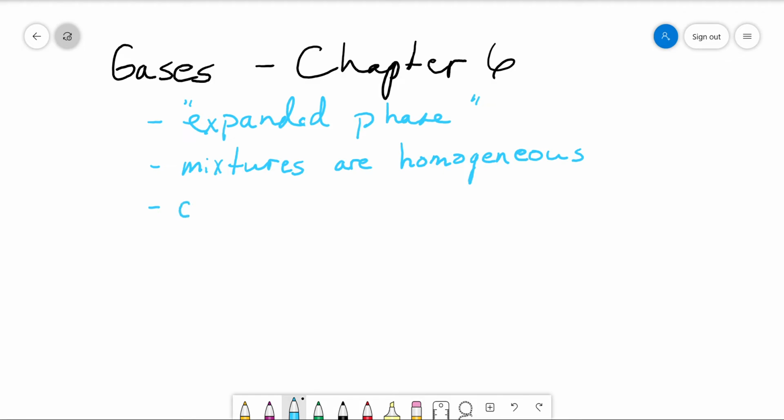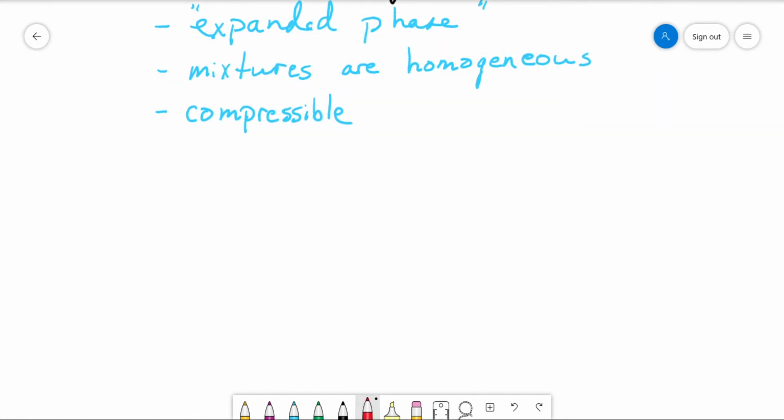And they are also compressible. Solids and liquids are not compressible. That's the reason hydraulics work in, like, a tractor. You can pick something up using liquid. And you can do that to some extent with a gas, but it requires a lot more effort. But that's why we can fill our tires and our cars with air. Okay? And gases exert pressure.